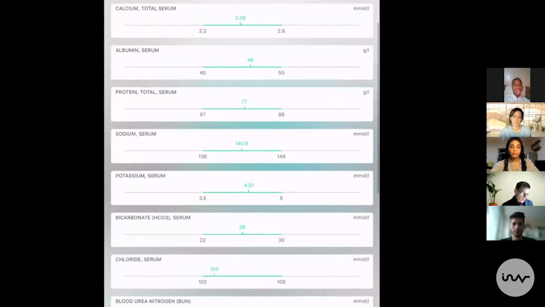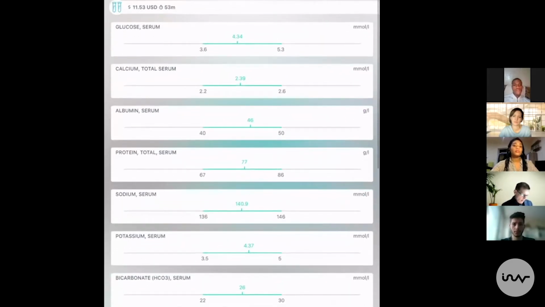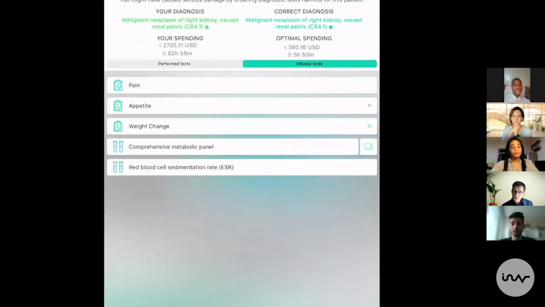Appetite and weight change are negative, as suggested on the right side. We didn't do the comprehensive metabolic panel, which is actually negative in this patient, but in some patients who have paraneoplastic syndromes, the comprehensive metabolic panel may be positive. And the sedimentation rate, we did want to test. Someone suggested, but maybe we didn't go for it.